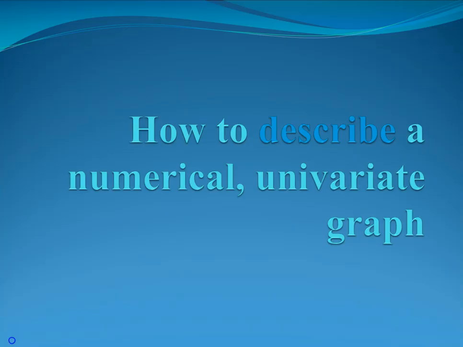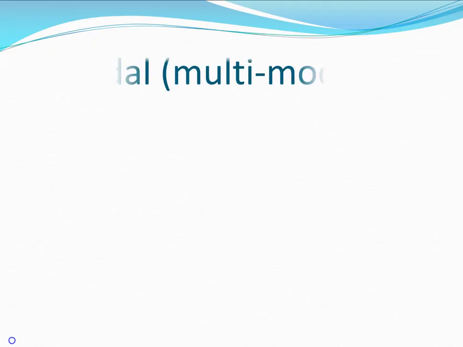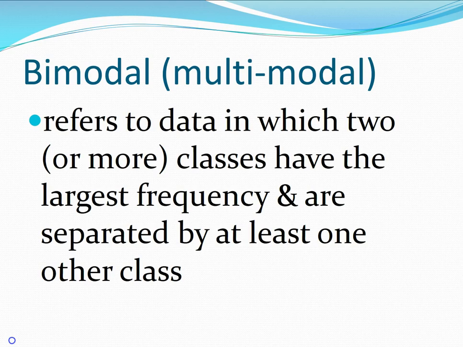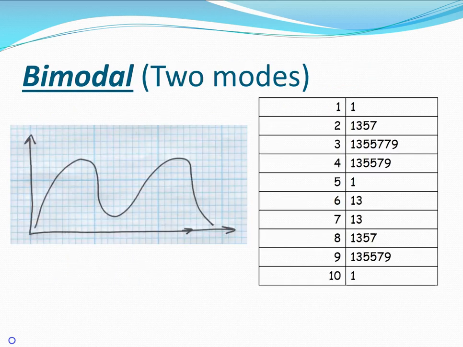before moving on. How do we describe a numerical graph or univariate graph? Lots of words here that you're going to want to write down. Bimodal, or sometimes referred to as multimodal. Bimodal refers to data in which 2 or more classes have the largest frequency, and they're separated by one other class. Here's what a picture of a bimodal would look like.